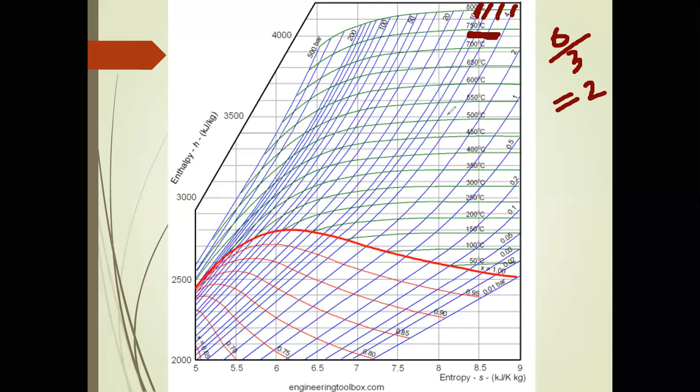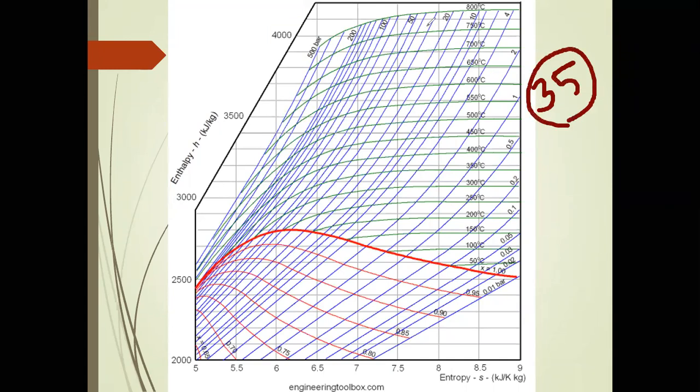Let's check one more thing. I want to know where is 35. How can I check this, where is 35? You see that here this is 20 and 1, 2, 3, the third, this is 50. So from 20 to 50, how many boxes are here?